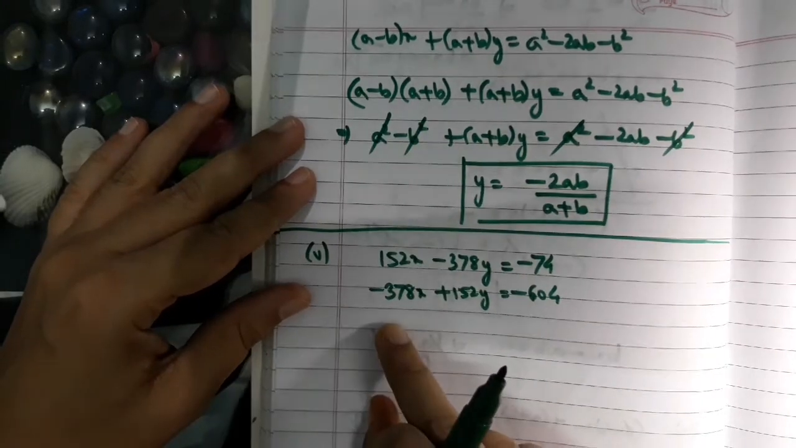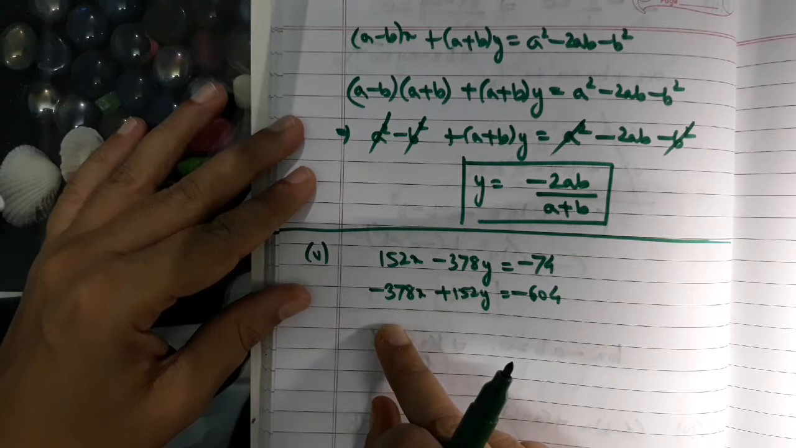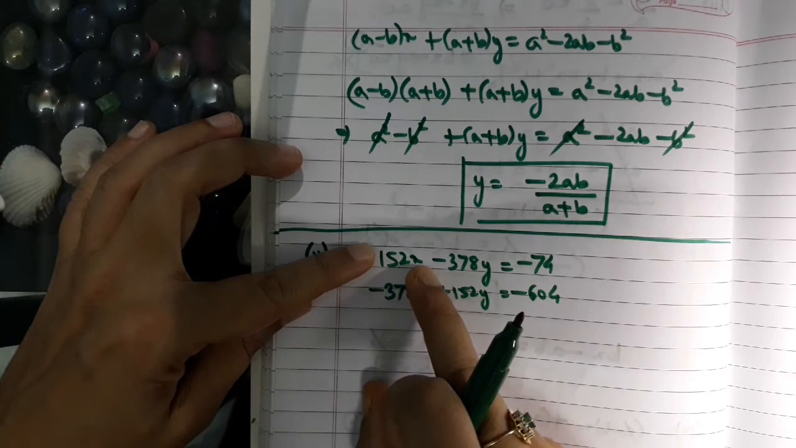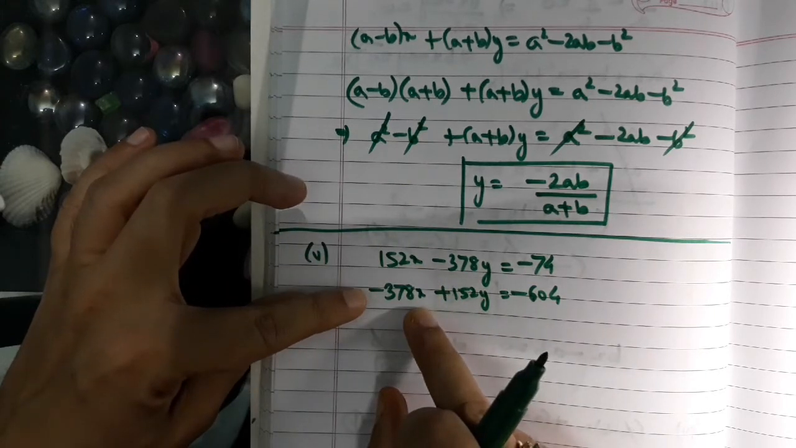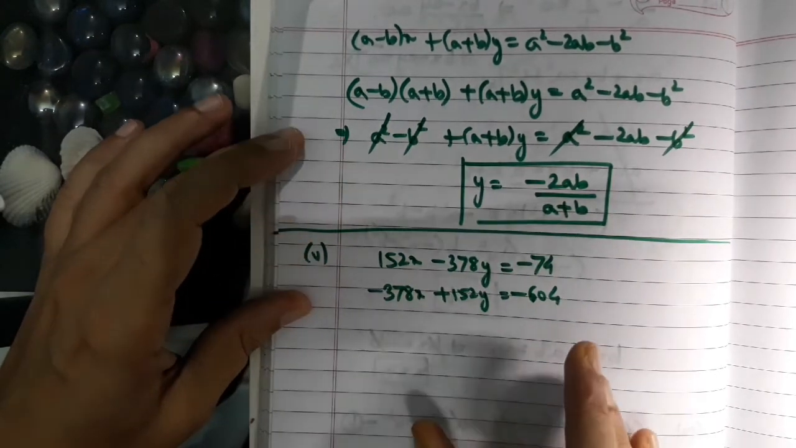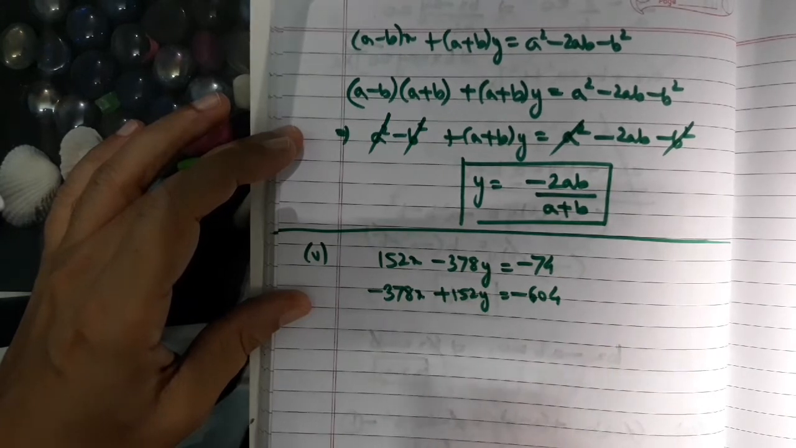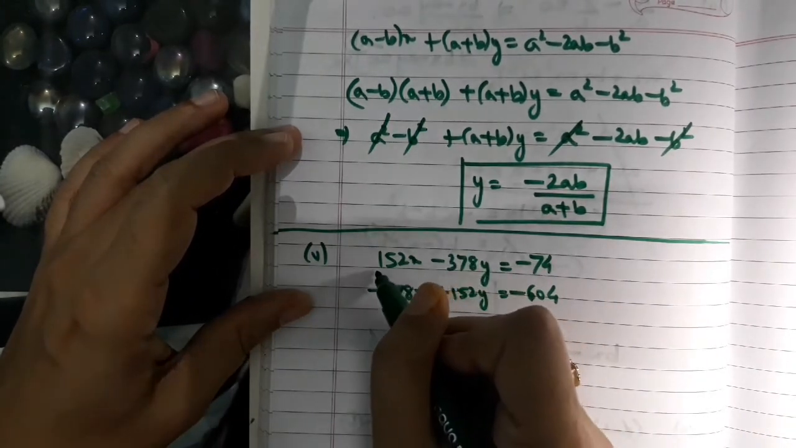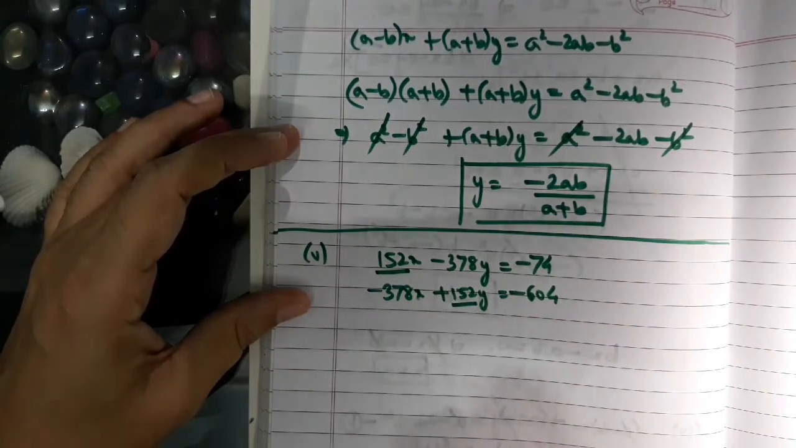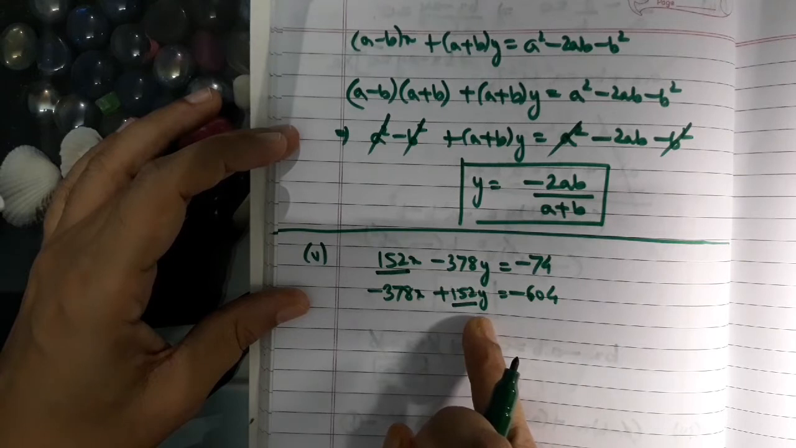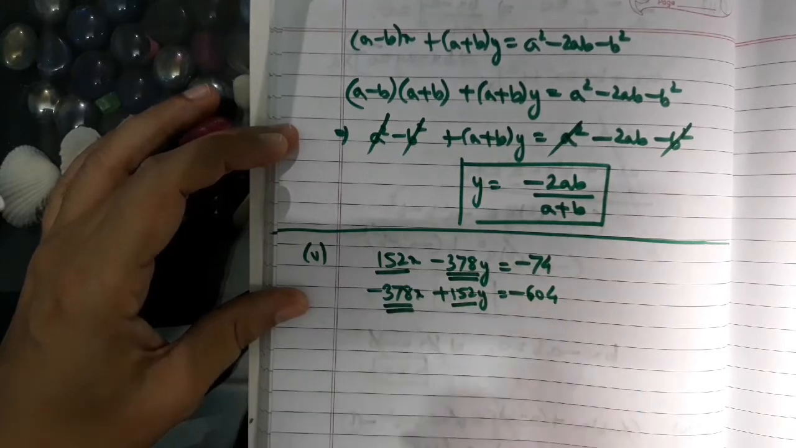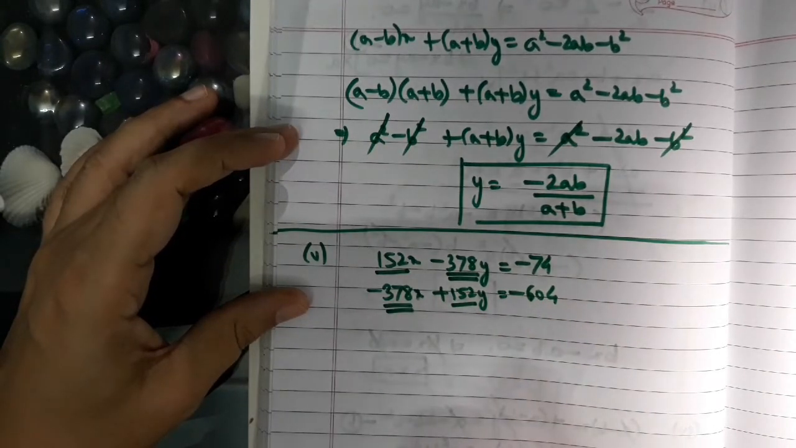Now let us solve this question. If you try to do this question by elimination method, then you will have to multiply the first equation by 378 and the second equation by 152. So this will become very lengthy and the calculations would be very complicated. So how will we do it? Over here just look at the coefficient of x and the coefficient of y. Both are equal, 152 and 152. And now look at the coefficient of y and the coefficient of x. Both these are also equal.